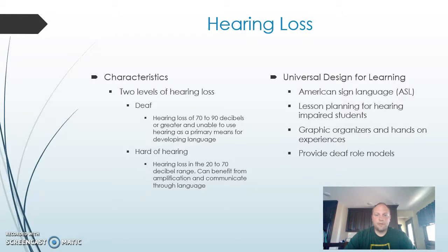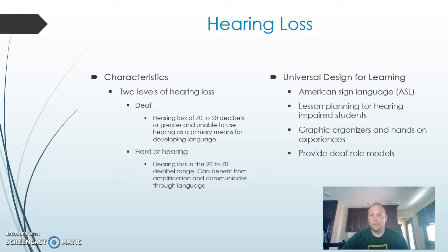Hearing loss. There's two levels of hearing loss. Deaf includes students with hearing loss of 70 to 90 decibels or greater and unable to use hearing as a primary means of developing language. If you can't hear, you can't understand what you're hearing, it's hard to develop any language. Then there's hard of hearing. These students have hearing loss in the 20 to 70 decibel range. They can benefit from amplification and communicate through language. These students' hearing isn't bad enough to where they can't understand language. Hearing aids often help with these students and they can figure out language from there.